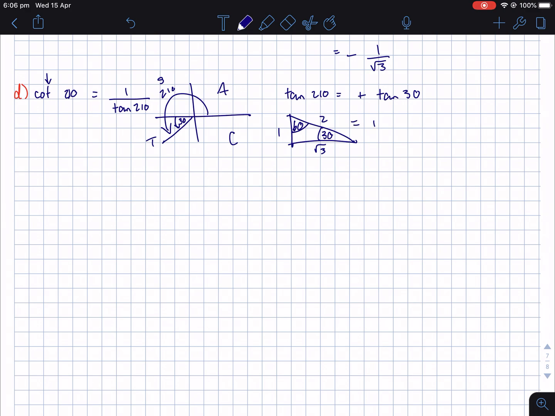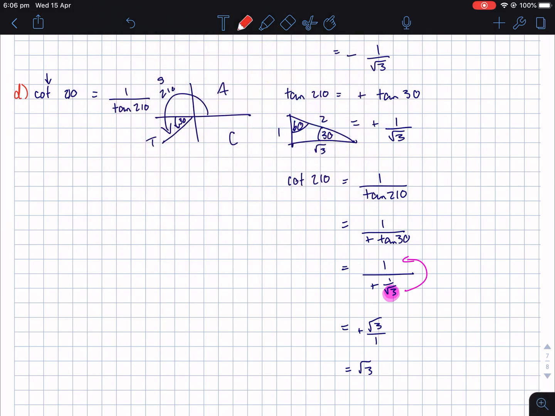So that equals positive tan 30, opposite over adjacent, 1 on root 3, which means cot 210 equals 1 on tan 210, which is 1 on positive tan 30. Again, you don't need to write all these steps, which means it's 1 on positive 1 on root 3. Again, remember, whenever you're dividing by a fraction, the bottom thing can go on the top, which means it's root 3 on 1, and it's positive, which just means it's root 3.